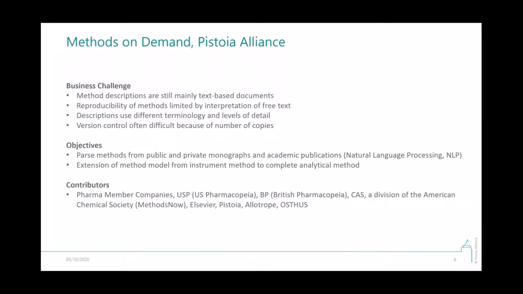Also, as part of this effort, we are extending then the method description from the instrument description to the full analytical method, and this will be done in alignment with the sample prep working group that started already to work on these kind of models. As contributors for the second phase, we currently have several pharma companies, British and US Pharmacopoeia, CAS, Elsevier, Pistoia, Allotrope, and Ostus, and we're happy to welcome any more members that want to help us to drive this forward.